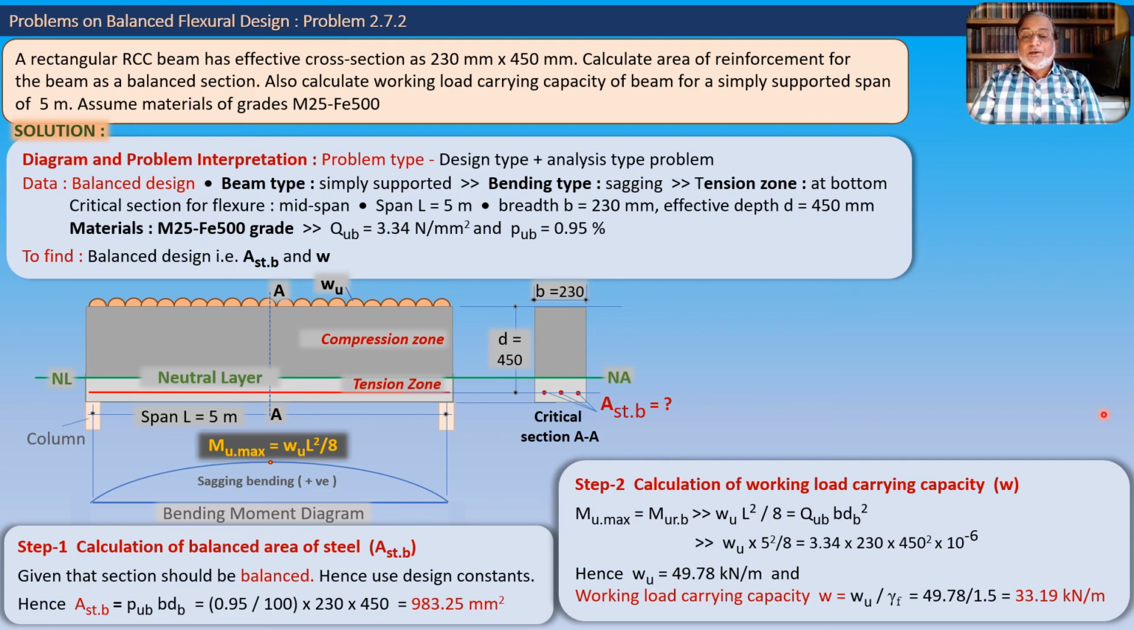So we can finally put the values of the answers like this: Ast,b and W. These are the two values of answers we get. So friends, that was problem 2.7.2 on the balanced flexural design of rectangular beams.